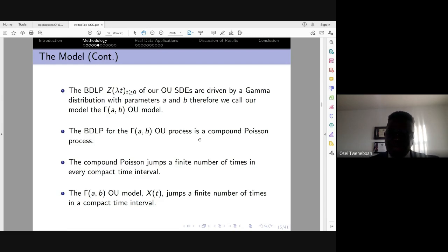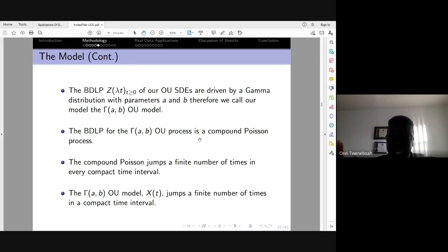For a compound Poisson process, you notice that a Poisson process describes interarrival times. Okay, so if it's a compound Poisson process, then we are looking at the summation of several interarrival times. And one of the properties of the compound Poisson process is that because we're looking at the interarrival times, the times at which events occur, there are lots of jumps. Because there are lots of jumps, this compound Poisson process jumps a finite number of times in a compact interval. So here, what do I mean?